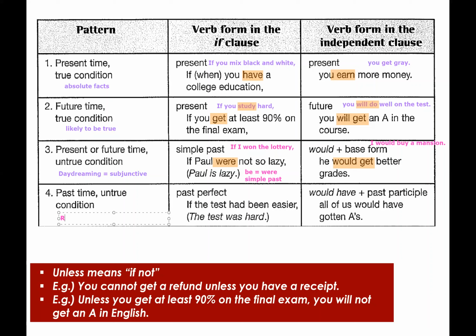And the last one is past time untrue condition. This is what I call regret, meaning things have already happened. So you're regretting now, but it's kind of too late. It's like an I told you so clause. So if the test had been easier, but the fact is it was very hard, right? All of us would have gotten an A. And the fact is you guys didn't get an A. So you can see here, I need to use past perfect for my if clause, and would have plus past participle for my independent clause.